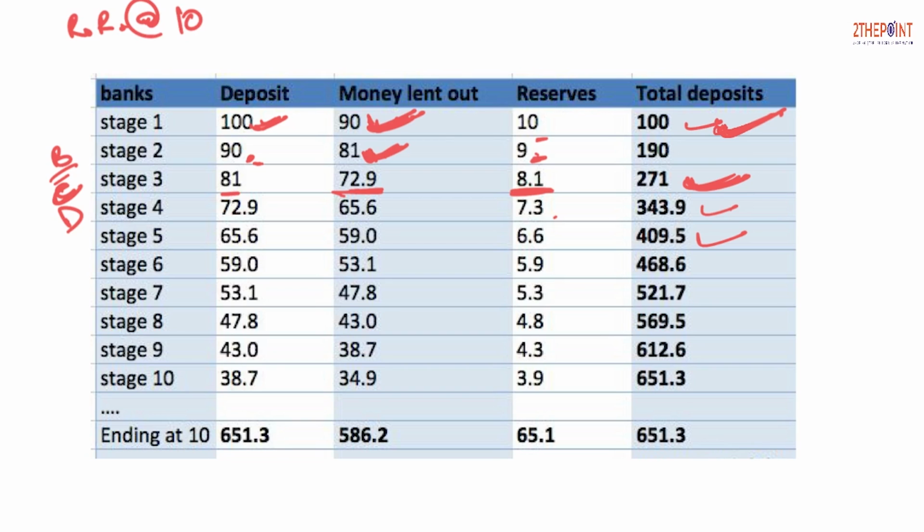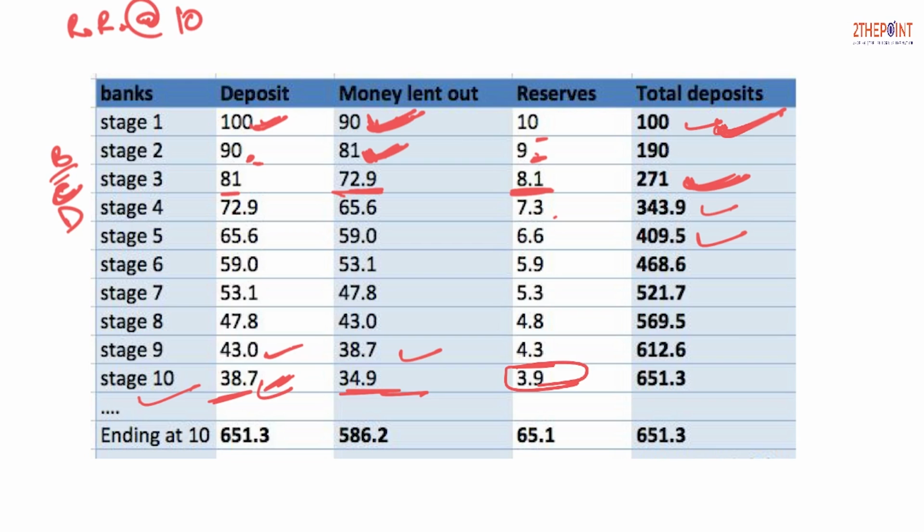So if you see this process, at the 9th stage, 43 rupees was left. Again 43 rupees came in as a deposit, 4.3 kept as a reserve, and 38.7 lent out in the market. Now this 38.7 again went to some bank as a deposit, again some part as a reserve, and 34.9 rupees lent out in the market. So it keeps on going. It is not that it will end at stage 10. It keeps on going unless this becomes zero, which is a very rare case. It doesn't just boil down to zero. So this process keeps on going in the economy, that money deposited and then reserves and then again lent out in the market, and that is how the money multiplier works.